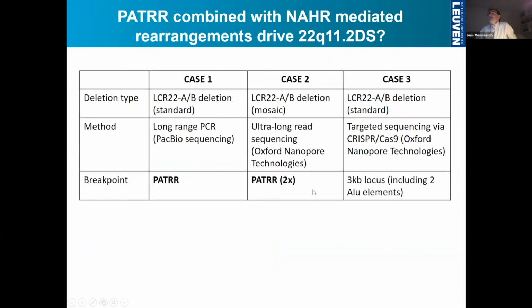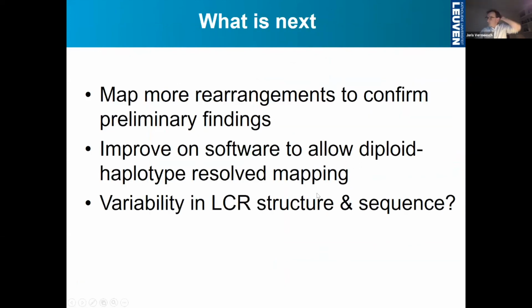So I think what it looks like is that in addition to the traditional non-allelic homologous recombination, we have some PATRR-mediated mechanism which drives these rearrangements. I think we need to confirm, and we're now really upscaling this approach to map a large number of samples. We're improving the software to allow diploid haplotype-resolved mapping.